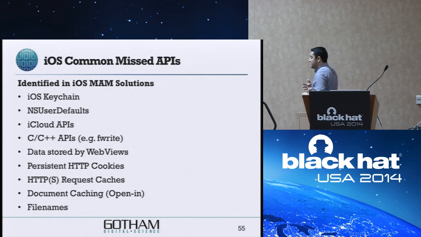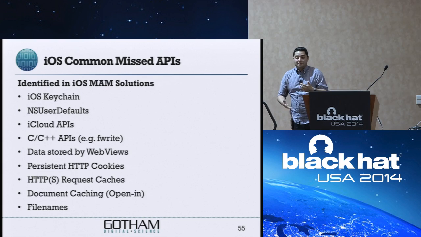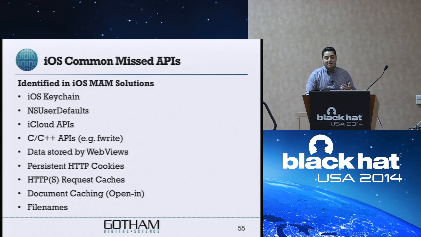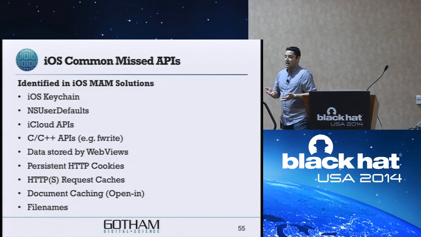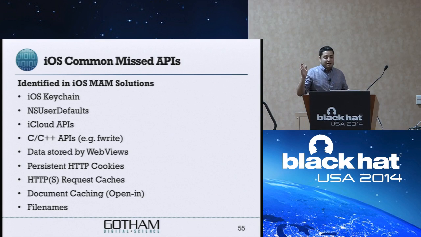iCloud APIs. What's interesting about iCloud APIs is that you're writing data directly to iCloud, but it stores a cached version on the device as well. Maybe they didn't take that into consideration, so they just didn't encrypt it. With Objective-C, you can write inline C or C++. So if I was to write an app and decide I don't want to use Objective-C, I'm going to use fwrite and write my data that way, then that data would be stored unencrypted even though it was wrapped.